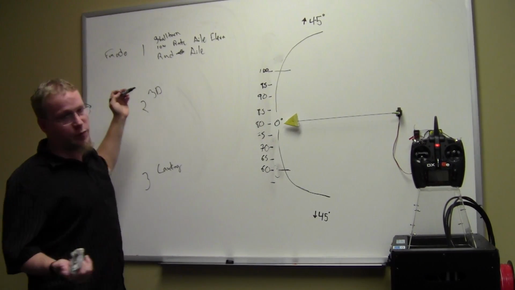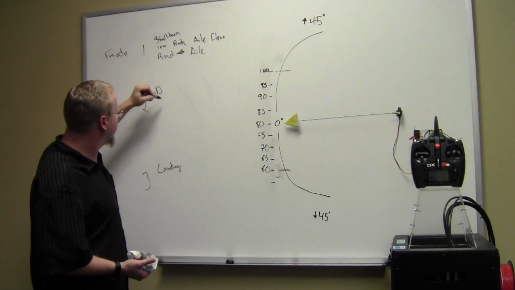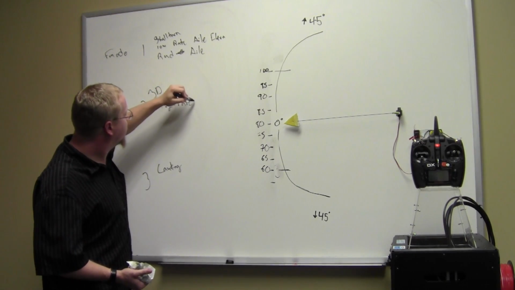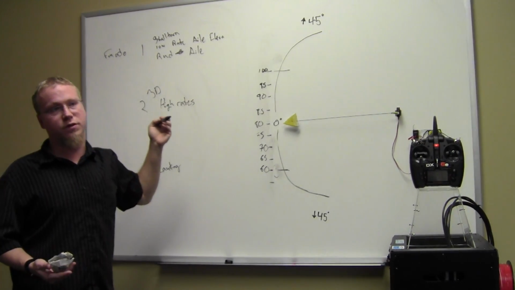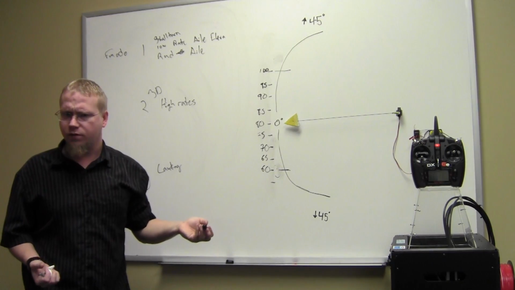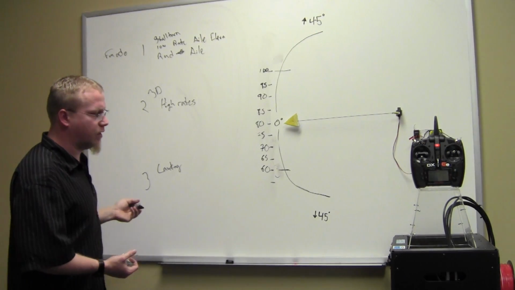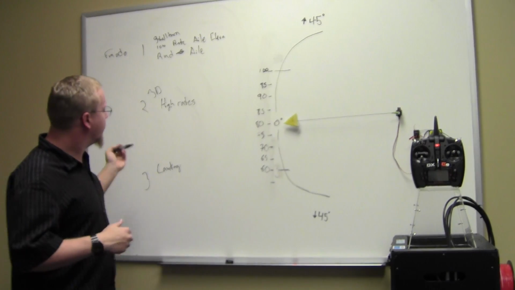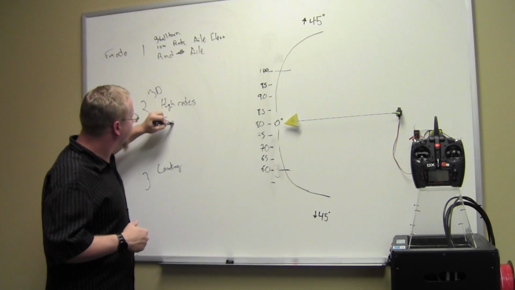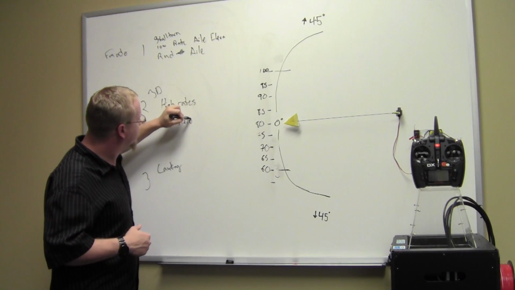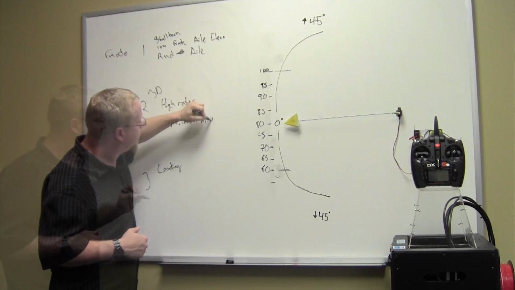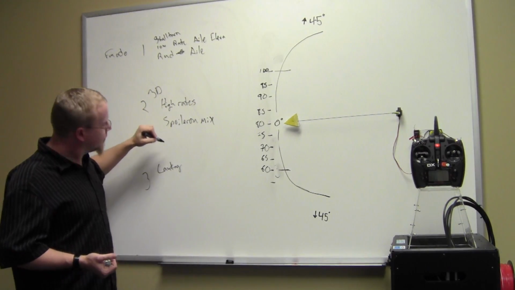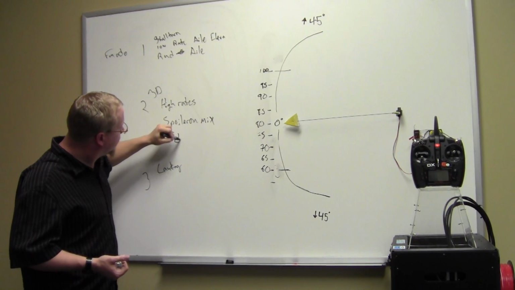3D mode, let's say 3D mode is just high rates on all things. And sometimes you'll have what people call spoilerons, where your ailerons will move with your elevator to kind of help with lift. So you could do a spoileron mix and an idle up. A lot of people will do an idle up, and that would be in your throttle. So you go idle up.